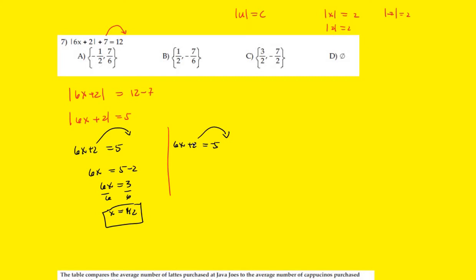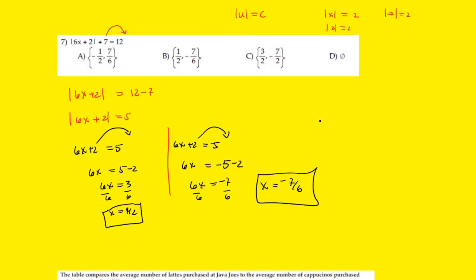Okay. Then we do the same thing with this one. We send 2 to the other side. We get 6x is equal to negative 5 minus 2. 6x is equal to negative 7. Divide by 6 both sides, and x is equal to negative 7/6. So, what is the solution?